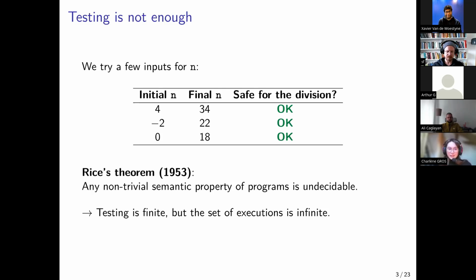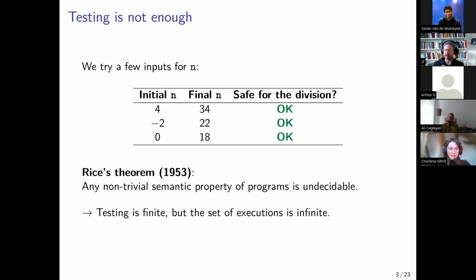But testing is finite. The set of executions is infinite. No matter how many tests we run, there is always an input that we haven't treated. And this is the property that Rice proved in 1953, that any non-trivial semantic property of programs is undecidable. That means no algorithm can answer this question correctly for all possible programs and all possible inputs.